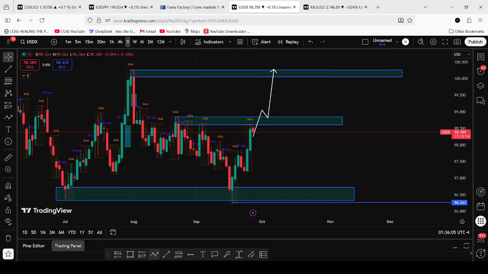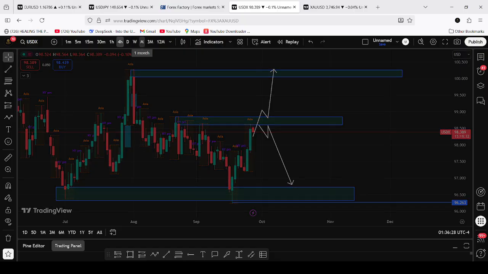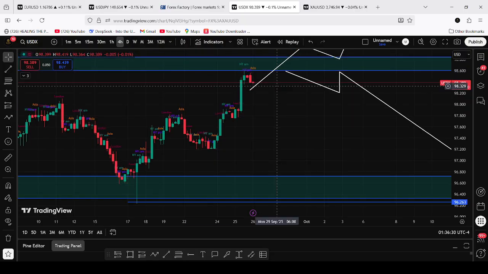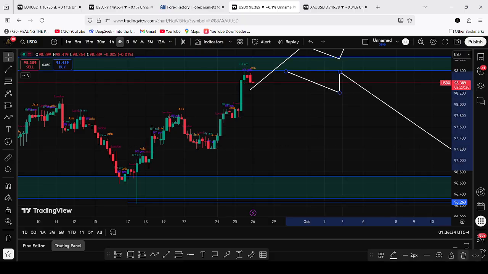Otherwise, we might be looking at it just touching the zone, then retracing from the zone, then we see a push on the downside. So that's what we are looking at, but this is in the daily time frame, so that is a very high focus. We just align ourselves in that manner. That is in terms of the daily time frame.